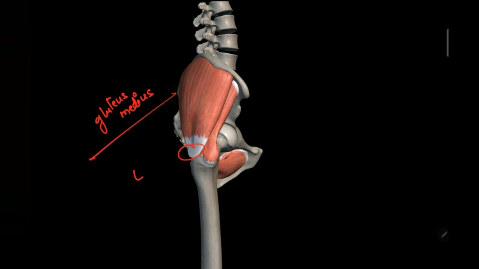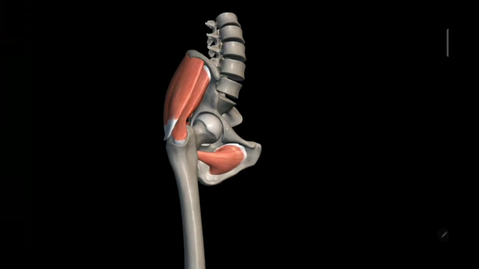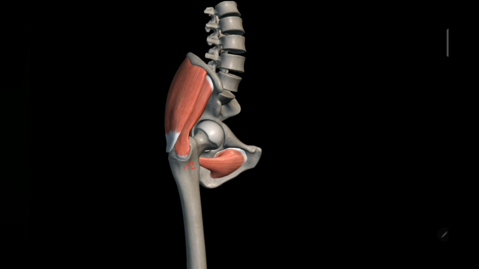Then just below this, you would be knowing this is our gluteus minimus muscle, and this is also attached on the greater trochanter only, on the lateral part of the anterior surface. So this is gluteus minimus and this was medius. We are done with both of these.